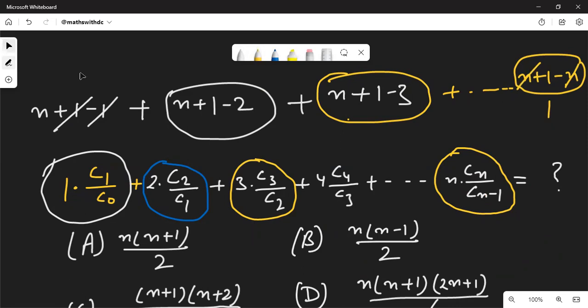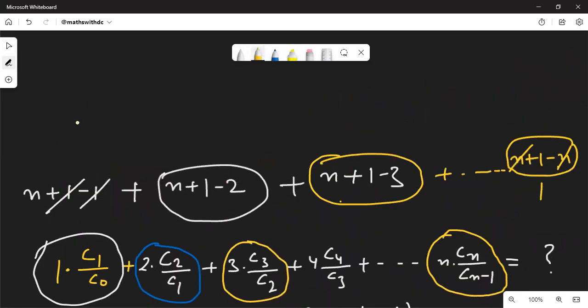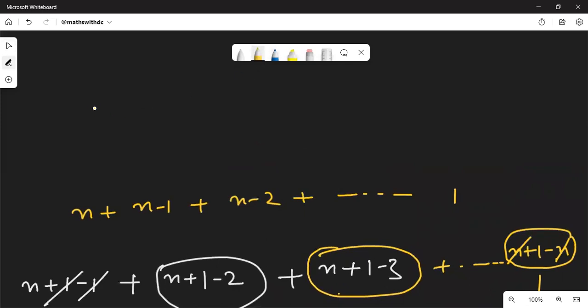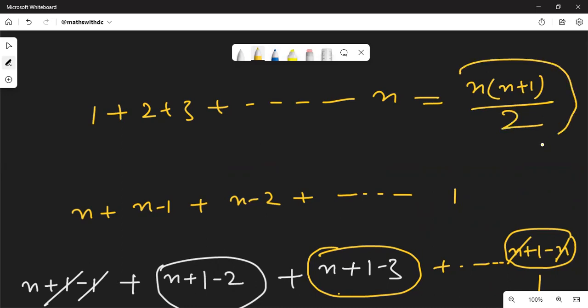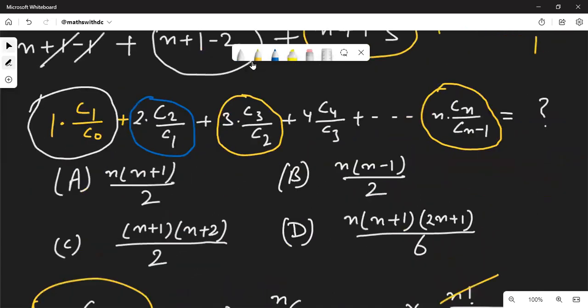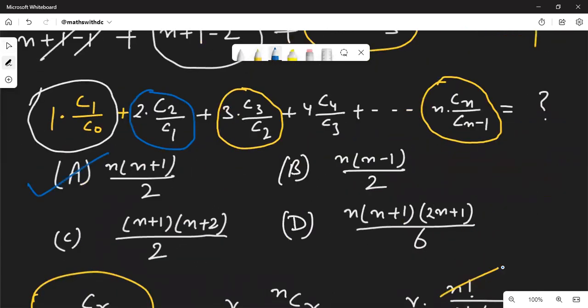So you see how the sequence has changed. The sequence is actually n plus (n minus 1) plus (n minus 2) plus, and it goes up to 1. So in fact, this is the sum of n natural numbers. If we write it from right to left, it is 1 plus 2 plus 3 plus up to n. And from the sum of an arithmetic progression, you already know this would be n times (n plus 1) divided by 2. So that is your answer. And if you look down there in the options, option A is the correct answer. Get it?